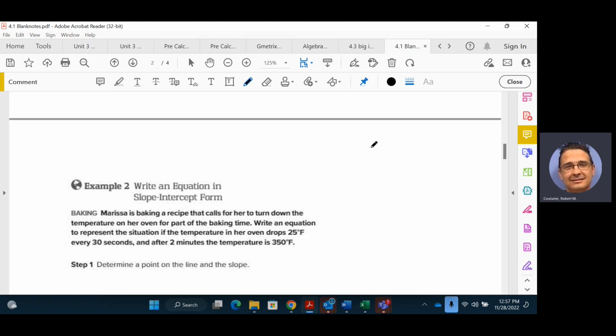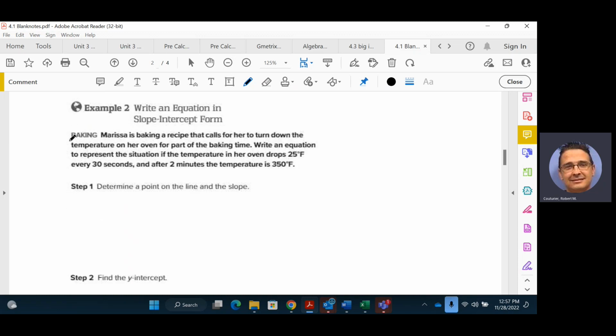Write an equation in slope-intercept form. Oh, here comes a baking question. Baking. So this girl, Marissa, is baking a recipe that calls for her to turn down the temperature on her oven for part of the baking time. It says write an equation that represents the situation if the temperature in her oven drops 25 degrees every 30 seconds. And after 2 minutes, the temperature in her oven is 365 degrees.